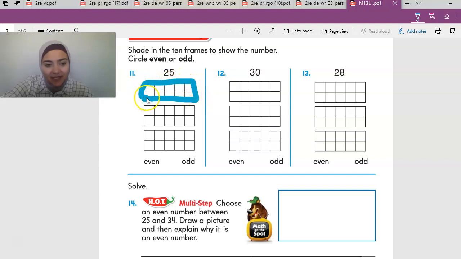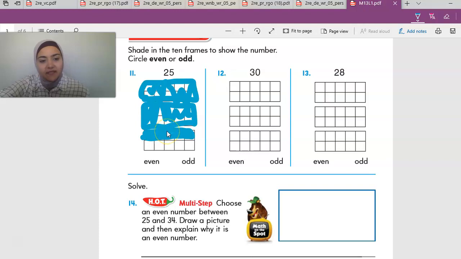So this is 10, and this would be 20. So I'd color both of these in all the way. 10, 20, and I'm going to color all that in. And then 5. So I'm just going to color in the top section here. And that's 25. So now is 25 even or odd?